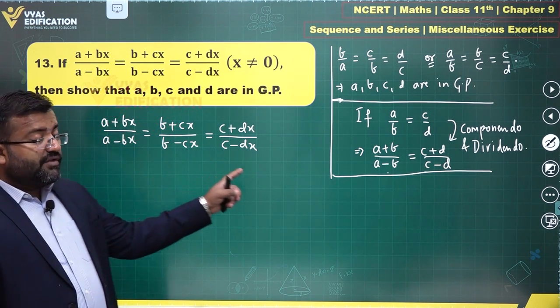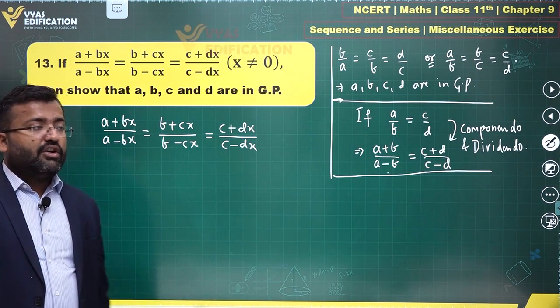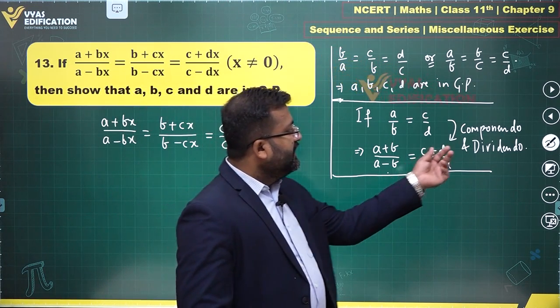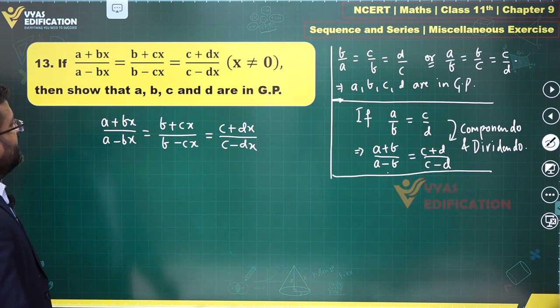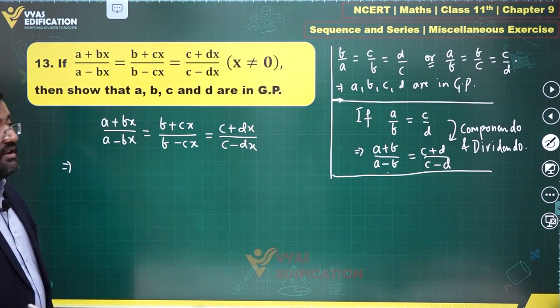So can we apply that? There are three ratios given over here. Doesn't make a difference, we'll apply componendo and dividendo on all. So a/b = c/d = e/f. Had there been e/f, (e + f)/(e - f) would have come over here. Doesn't make a difference. So we'll apply componendo and dividendo on this.